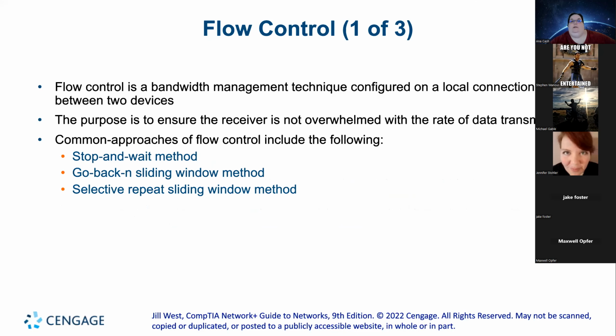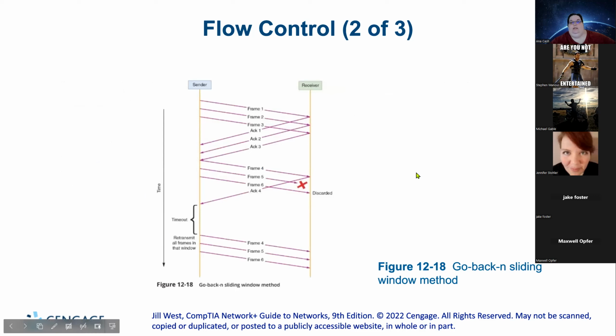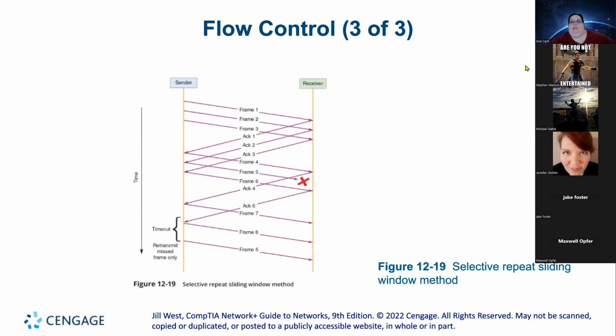Flow control is a bandwidth management technique configured on local connection between two devices. The purpose is to ensure the receiver is not overwhelmed with the rate of data transmission. Common approaches of flow control include stop and wait, go back in sliding window method, and selective repeat sliding window method. So here's just an example of this one, the go back in sliding window method. This one's selective repeat sliding window method.